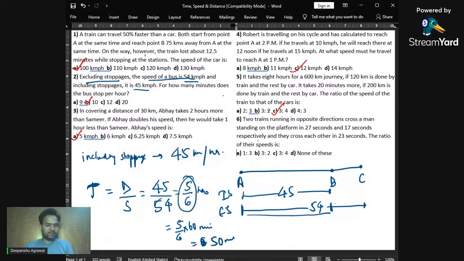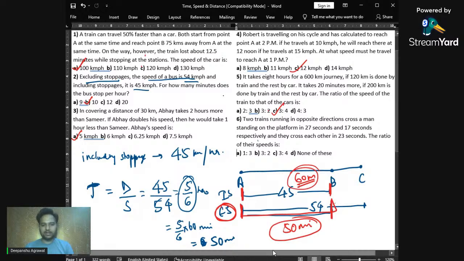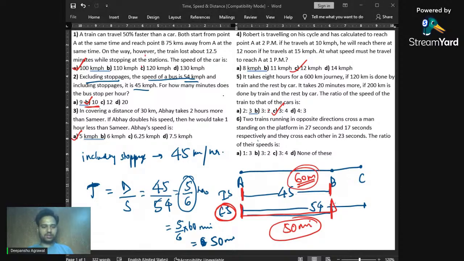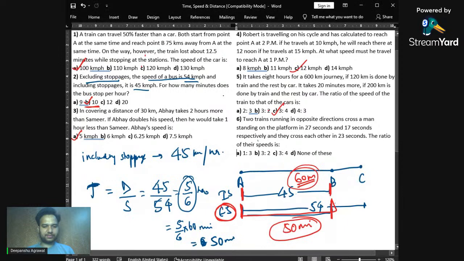So from here we have got one thing, that excluding stoppages, if the bus runs without stopping anywhere, this distance would have been covered in 50 minutes, but including stoppages the same distance has been covered in 60 minutes. So how much time is the bus losing per hour? The bus is losing 10 minutes per hour, right? For how many minutes does the bus stop per hour? The bus stops for 10 minutes per hour. Correct? I hope this is clear.